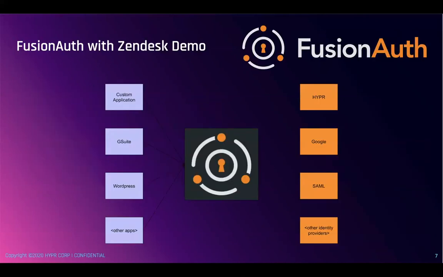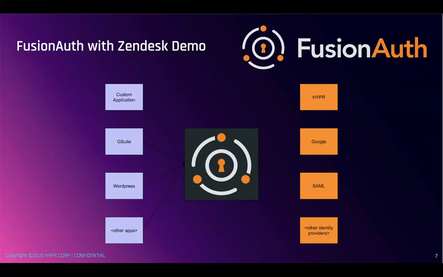Great. We're going to jump into the demo, but real quick before we do that, this diagram explains one of the ways that we at FusionAuth think about authentication, and we call this the auth bottleneck pattern. On the left-hand side, you have custom applications you write and applications that your employees might use, like Google Apps or WordPress. Then we have FusionAuth in the middle, acting as a traffic manager. And on the right-hand side, we have identity providers.